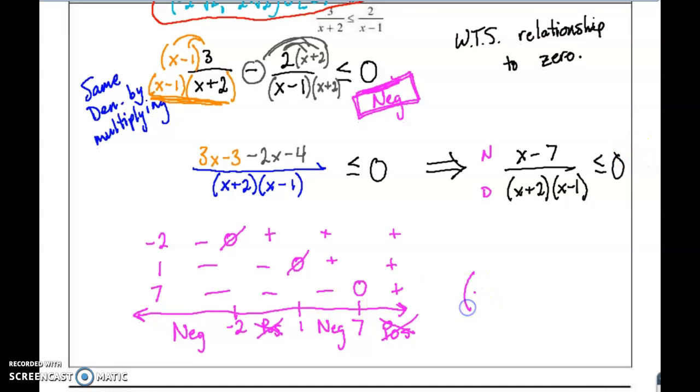I'm going to write over here: negative infinity to negative 2. We do not want to include negative 2 because it's undefined. That was the denominator equaling 0. And then also from 1, but why do I need a bracket with 7? Because it's okay to equal 0. It's okay for the numerator to equal 0, not the denominator.